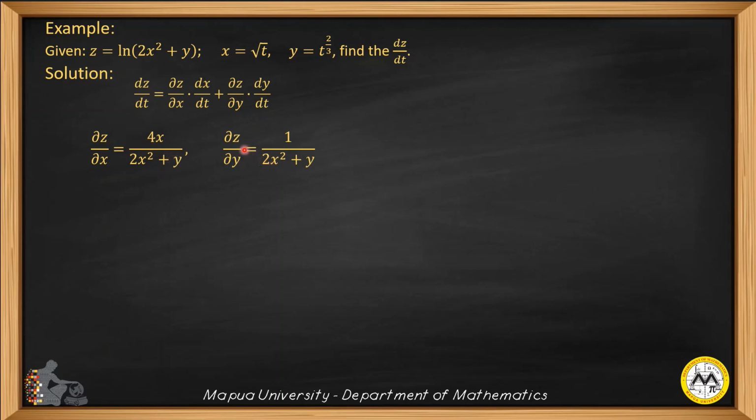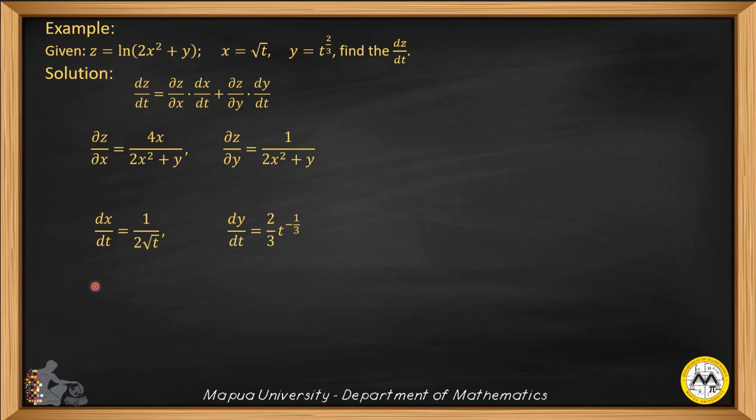Now, if you differentiate partially the function z with respect to y, then you will have there 1 over 2x squared plus y times the partial derivative of 2x squared plus y with respect to y, which is just equal to 1.